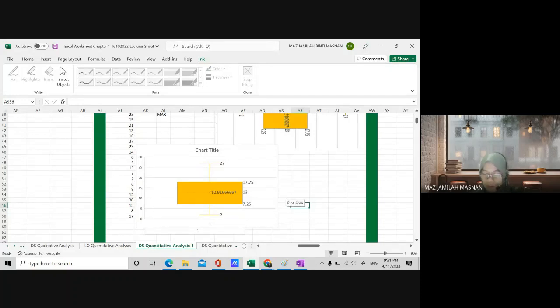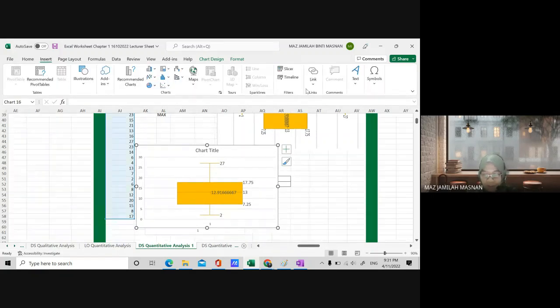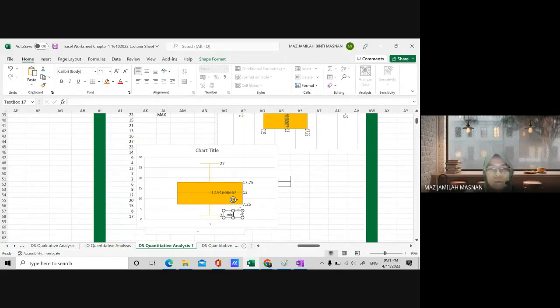Since I cannot use the pen, here you can see 2 is the minimum value and 27 is the maximum value. Maybe you can insert text. Okay, here is the minimum value. You can also add the maximum, and the Q1, Q2, Q3. Later we will see. Okay, so this is how we can generate our charts.